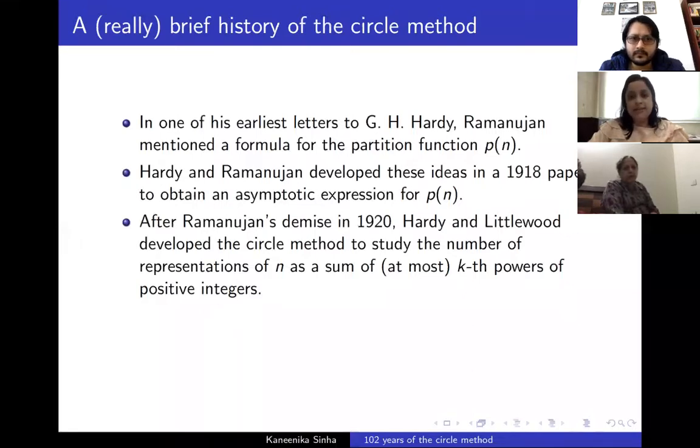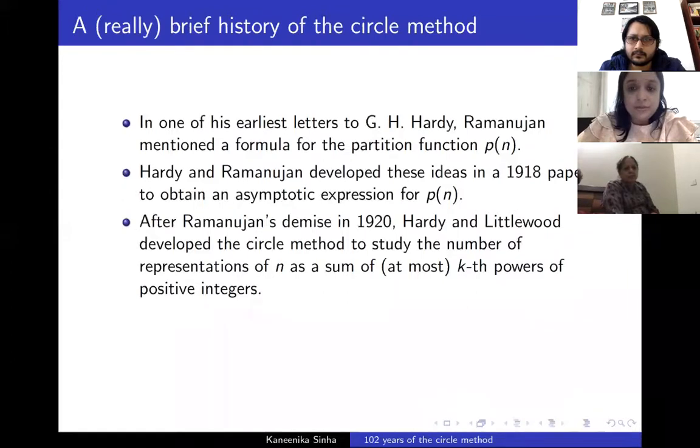Hardy and Ramanujan, once Ramanujan came to England and started working with Hardy around 1918, developed these ideas in a 1918 paper to obtain an asymptotic expression for P of n. And after Ramanujan's unfortunate demise in 1920, Hardy and Littlewood continued refining and developing this method called the circle method. And most importantly, they used it to study what is called Waring's problem.